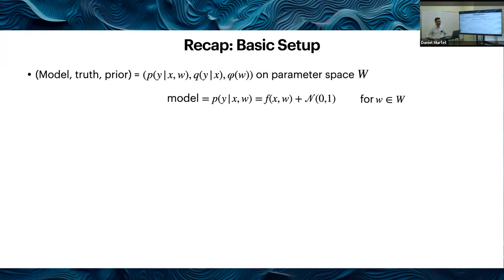Alrighty, so our basic setup, we have a model-truth-prior triple on a parameter space W, and the model is given by some function f of x, w, could be linear regression. In this case, it's going to be a neural network function plus some Gaussian noise. This is the standard setup in SLT.